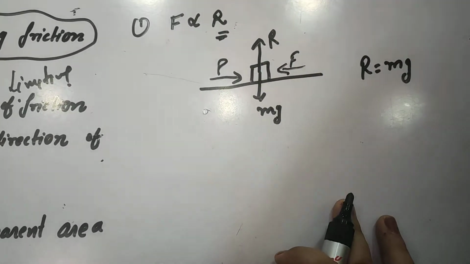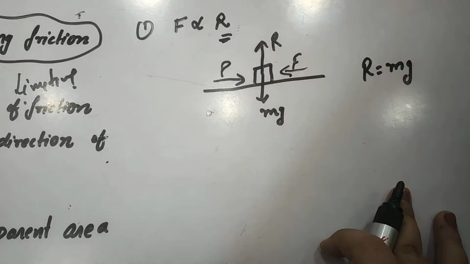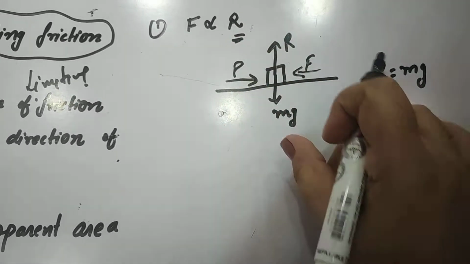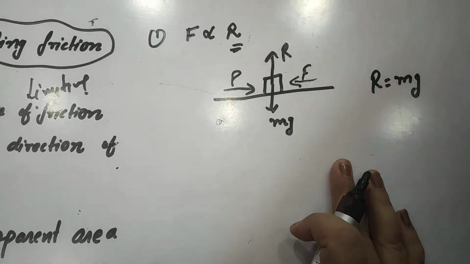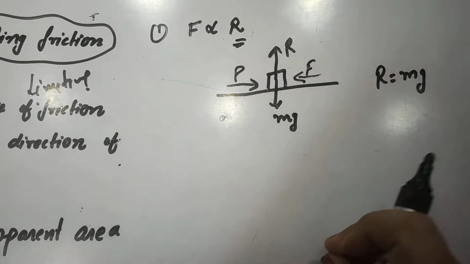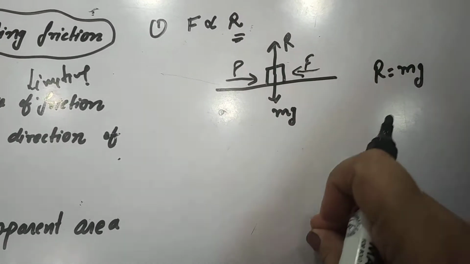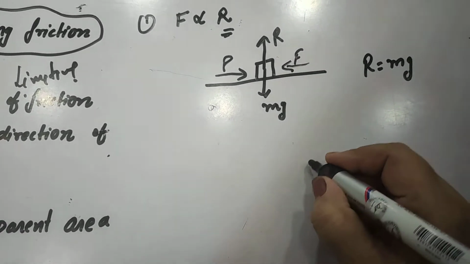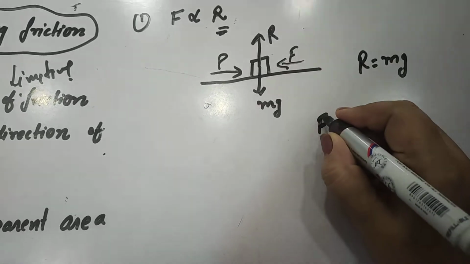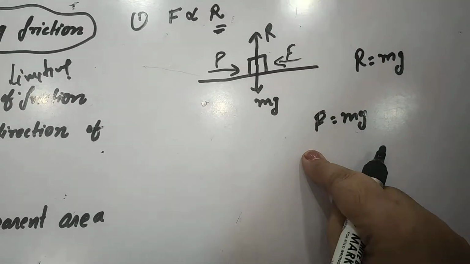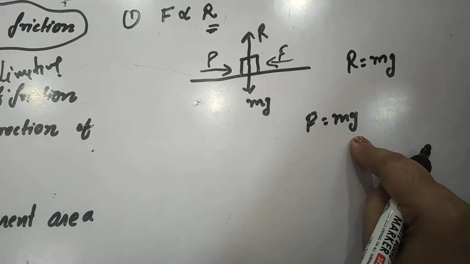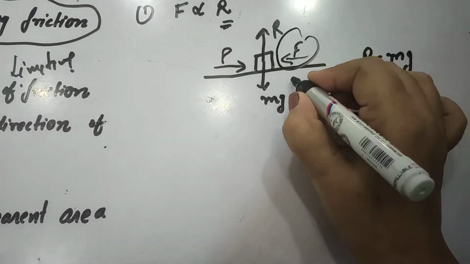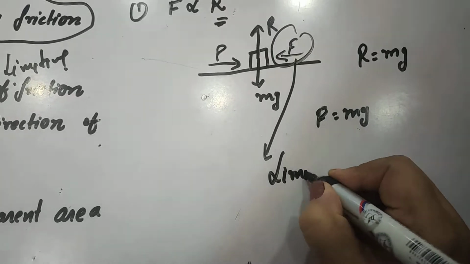So whenever the body is in static condition, the applied force is equal to the frictional force, because in that case it acts as a balanced force and will not cause the block to move. And we know that the block will move only when we apply a force equal to the weight of the body. If P is equal to mg, it means when we apply a force equal to the weight of the body, then the block is at the verge of moving, and that force is known as limiting frictional force, right?